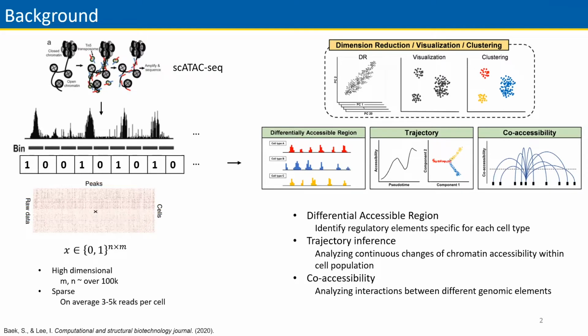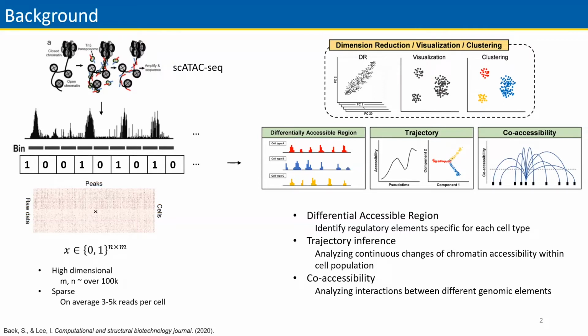The matrix is usually high dimensional. M and n can both go over 100,000. Also, it's sparse, so it's impossible to directly interpret the raw data. So usually the first step for data analysis is to perform dimensional reduction to get to a lower dimensional embedding. Usually this lower dimensional embedding is biologically more meaningful and less noisy. With a good embedding, we can then run clustering to annotate cell types.